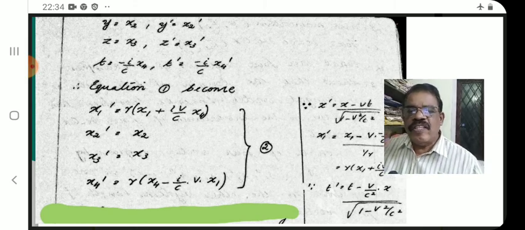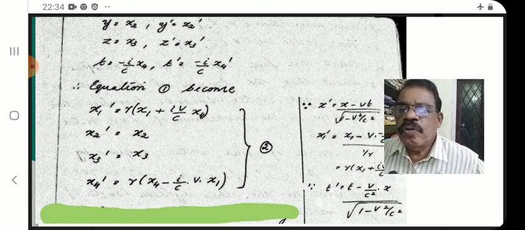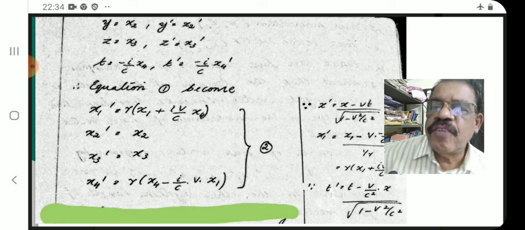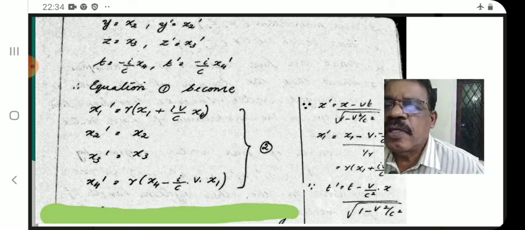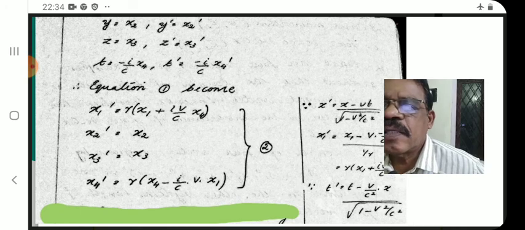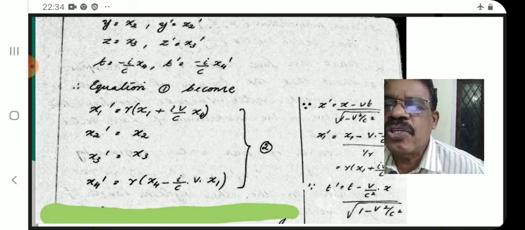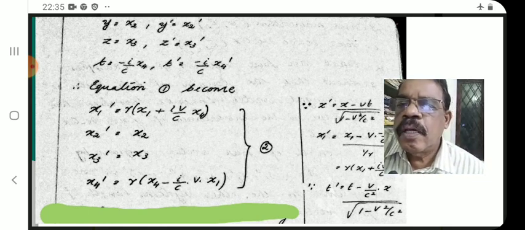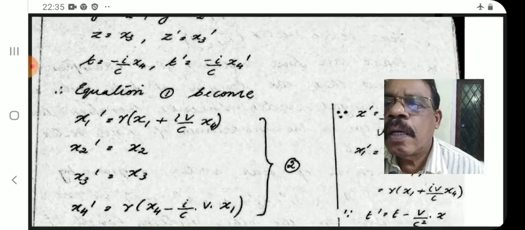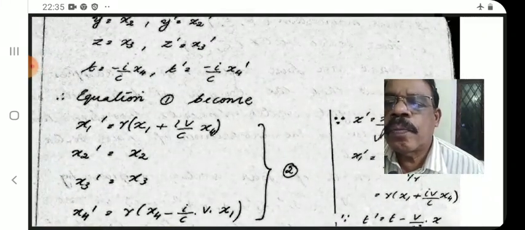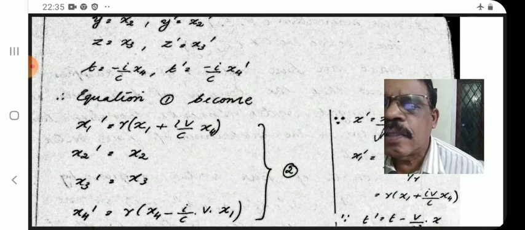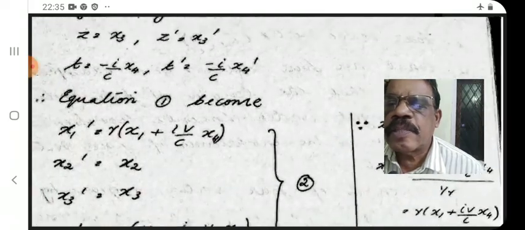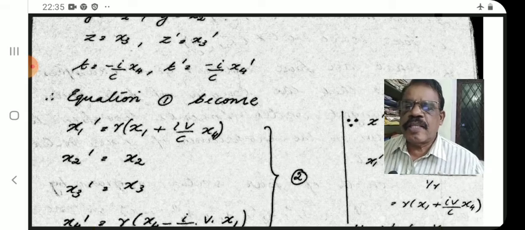These values, the conversion factors, we substitute in the above Lorentz transformations. Then the first equation becomes x1 dash is gamma into x1 plus iv by c into x4. Not x0, it is x4. Only x1, x2, x3, x4.